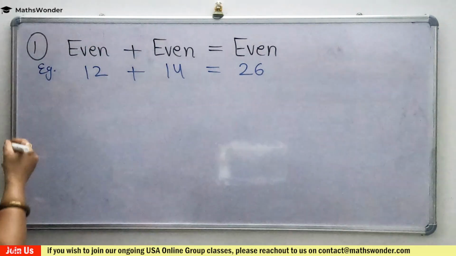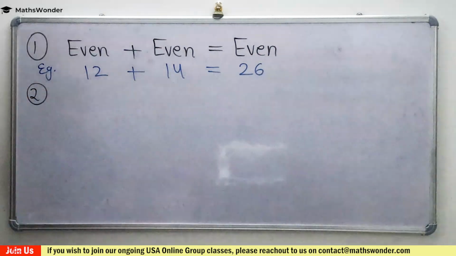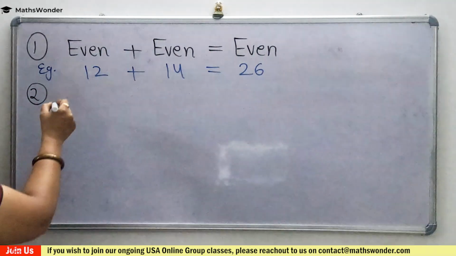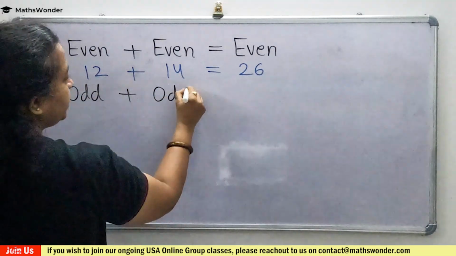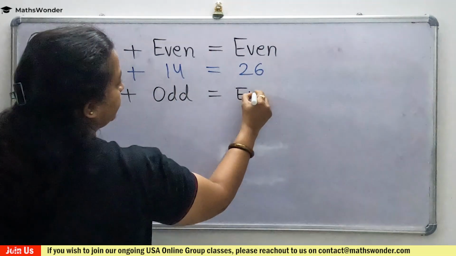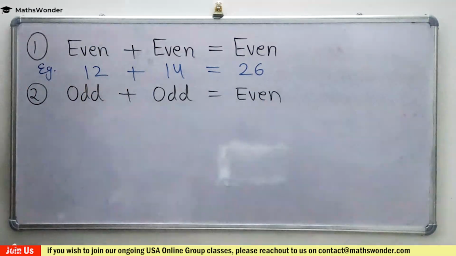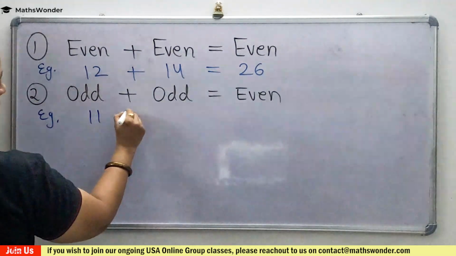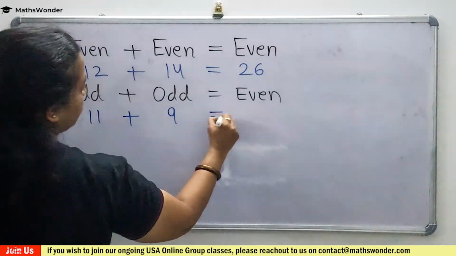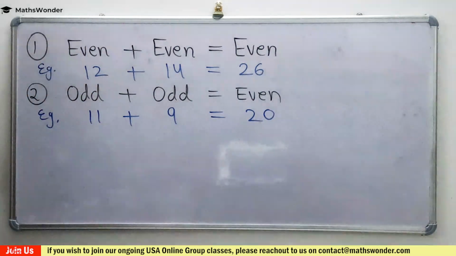This is fact number 1. Second, the sum of two odd numbers is always even. If you add two odd numbers, then you will get an even number. Any odd numbers you can take as an example: 11 plus 9 gives 20, which is even.